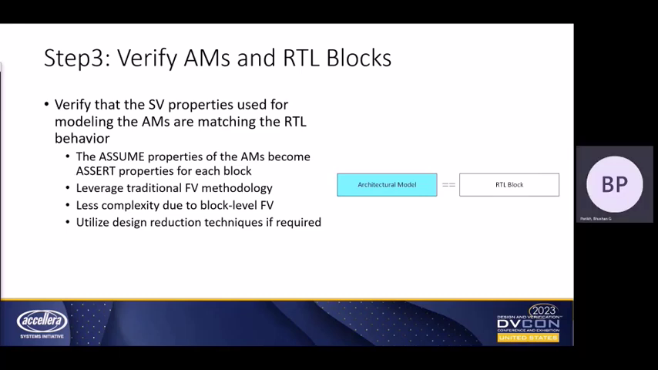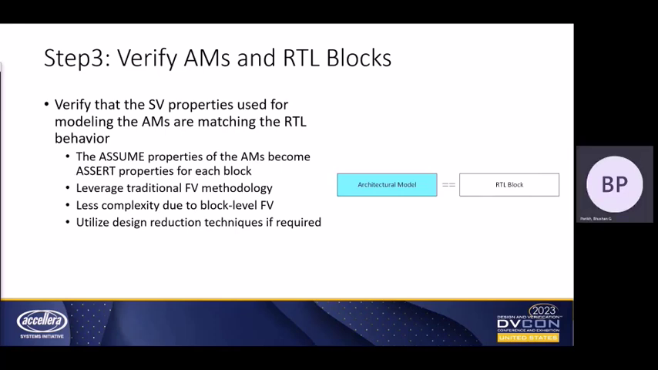Now, due to less complexity at the block level, we can deploy the traditional formal verification methodology for proving these assumption properties. In cases where there is a little more complexity involved, we can address it by leveraging various design reduction techniques. Example, reset abstraction, free variable parameter reduction, etc. During this process, after the changes made to the architectural model due to any mismatch, we must go back to step 2 and ensure the validity of the proof for the no deadlock requirement.